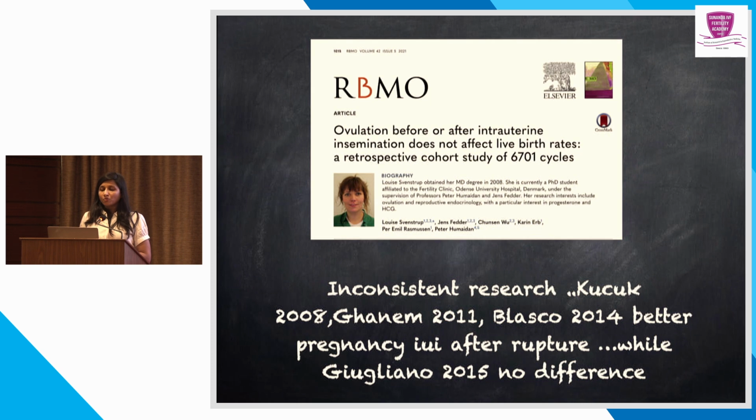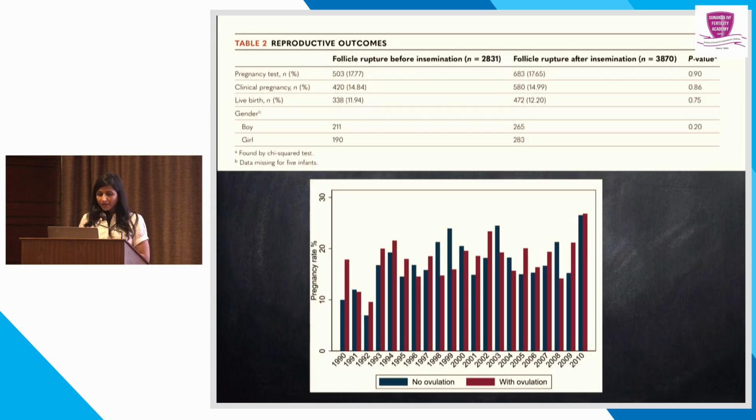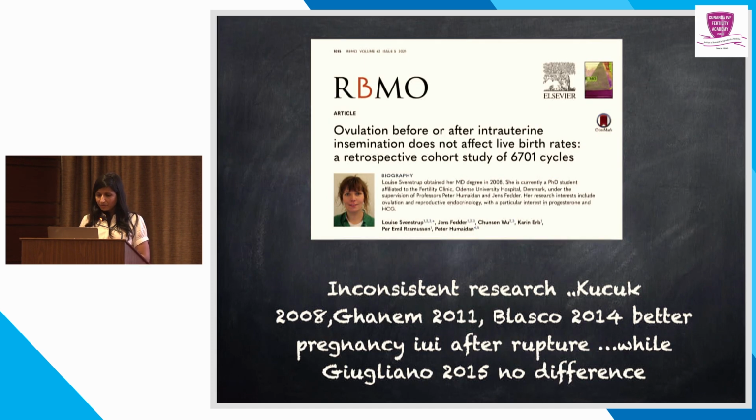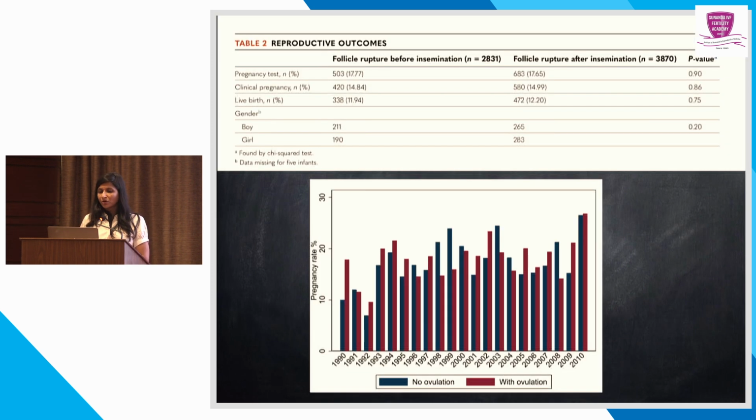Then, whether we should confirm ovulation before going for IUI: this was a paper which talked about ovulation before or after IUI insemination not affecting the live birth rate. They studied many cycles of IUI, and they saw there is no difference whether you confirm ovulation before IUI or don't confirm it; the pregnancy rate in both groups remains the same.